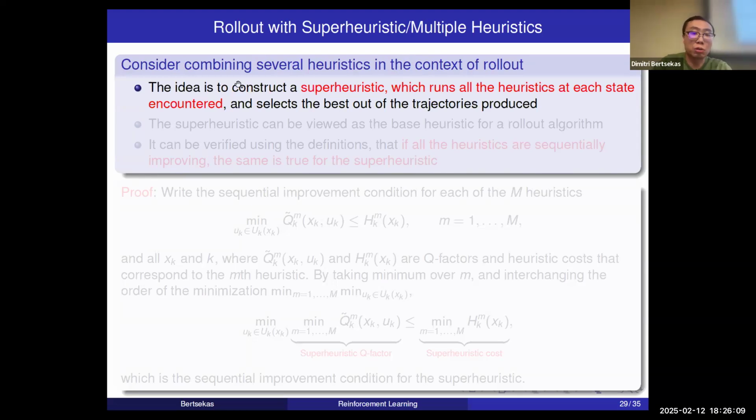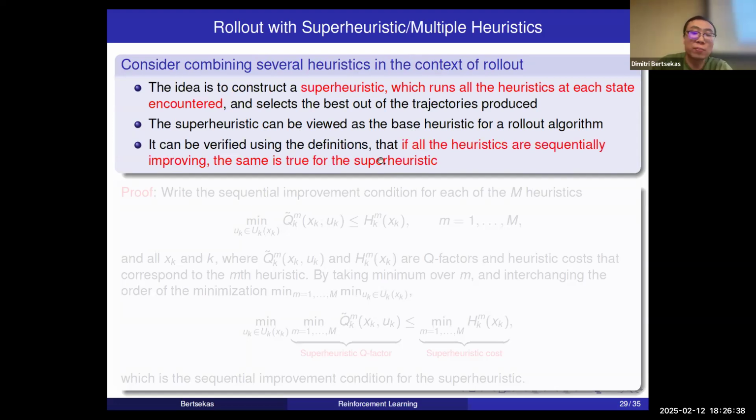As the professor mentioned earlier in the first half of the lecture, there are simple ways to combine them together. The idea is to construct a super heuristic, which runs all the heuristics at each state encountered and selects the best out of the trajectories produced. And this super heuristic can be viewed as the base heuristic for a rollout algorithm. As we will verify shortly, if all heuristics are sequentially improving, then the same is true for this super heuristic.